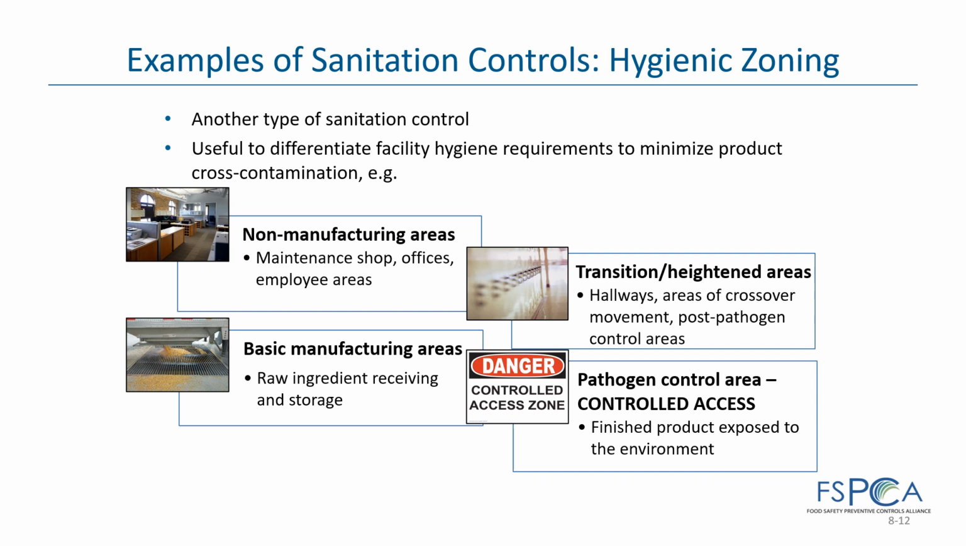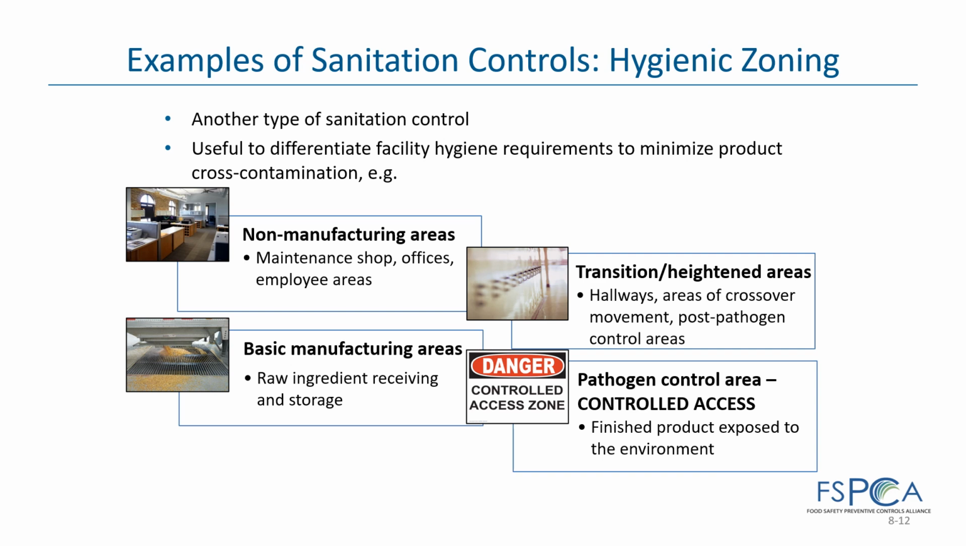So we have non-manufacturing areas like the shop and offices. We're never going to have product in there, so it's a low risk area. On the other end of that, we've got the pathogen control area. This is theoretically after a kill step has happened, where we have finished product exposed to the environment, and we need to be really careful to make sure we're not recontaminating it in that particular area.